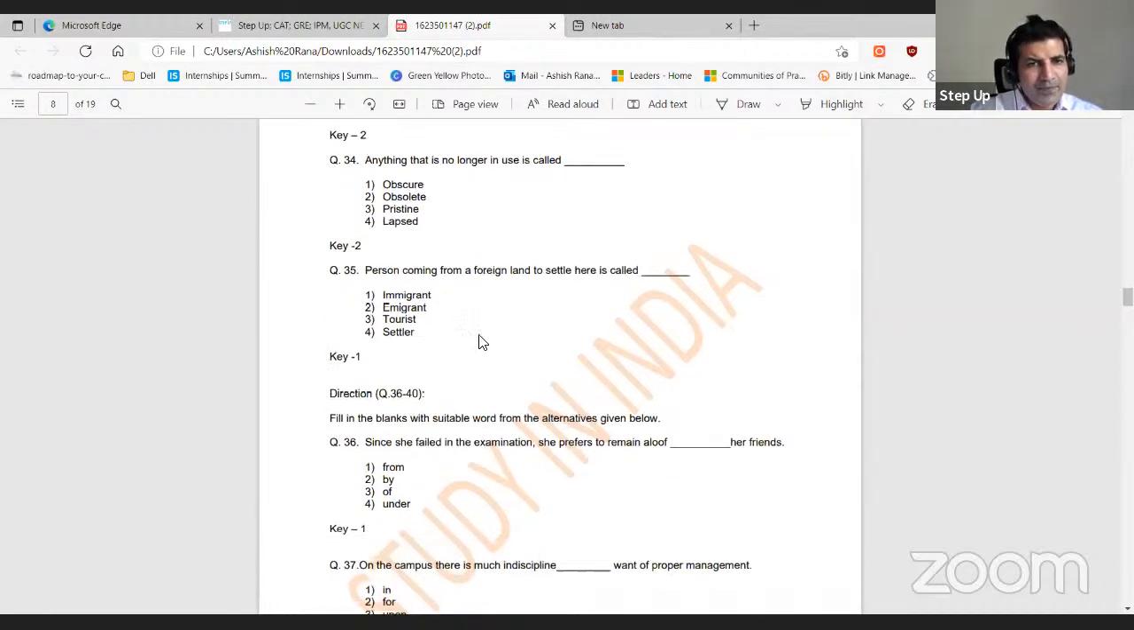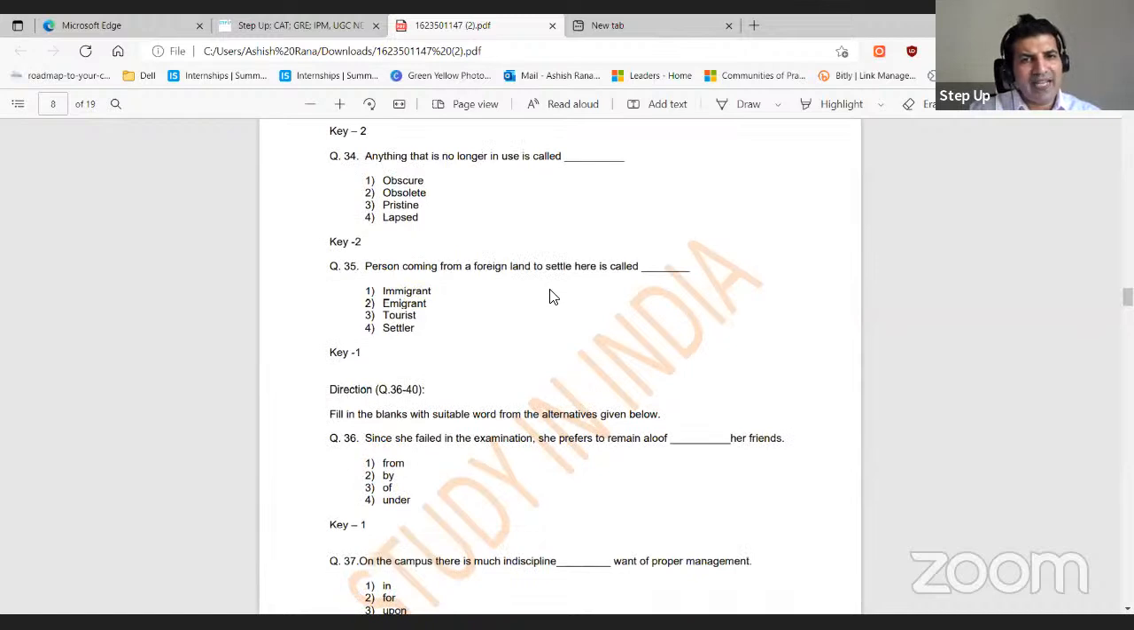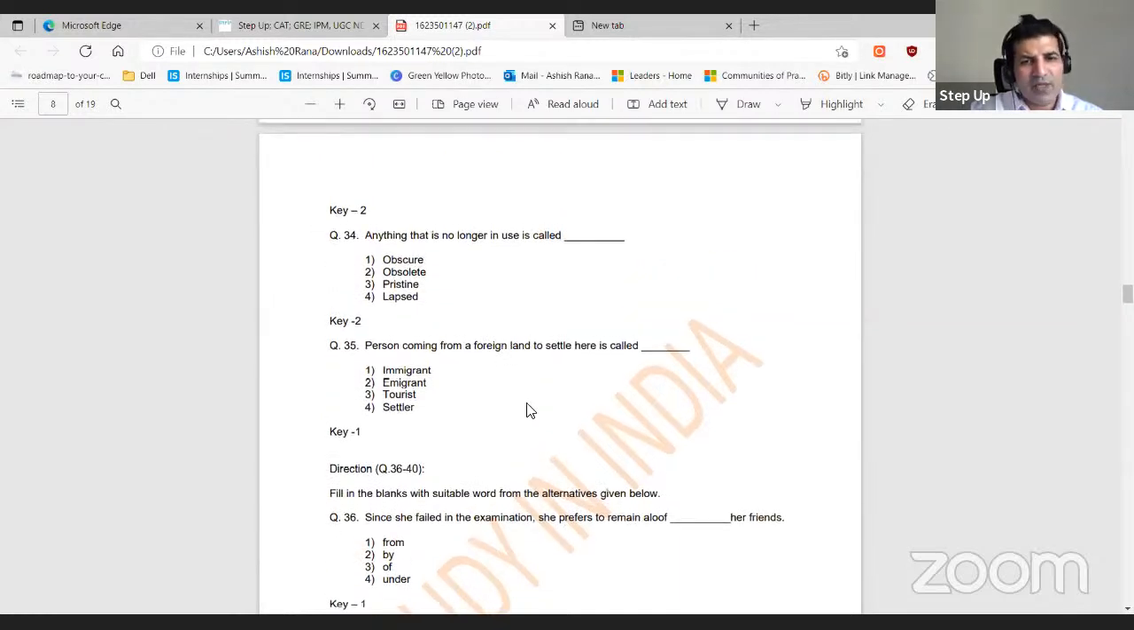Things like that. All right, person coming from a foreign land to settle here. You call it immigrant. Somebody who comes from a foreign land is called an immigrant. What I'll also do is, because these were some vocabulary words, let me also share some interesting words with you.